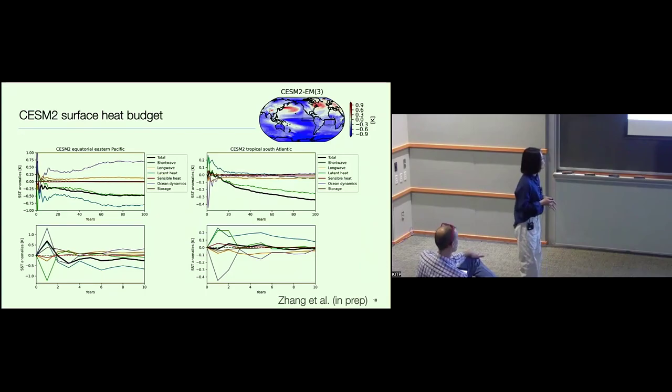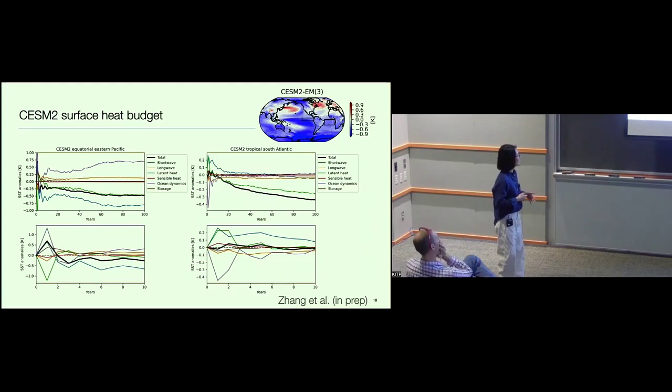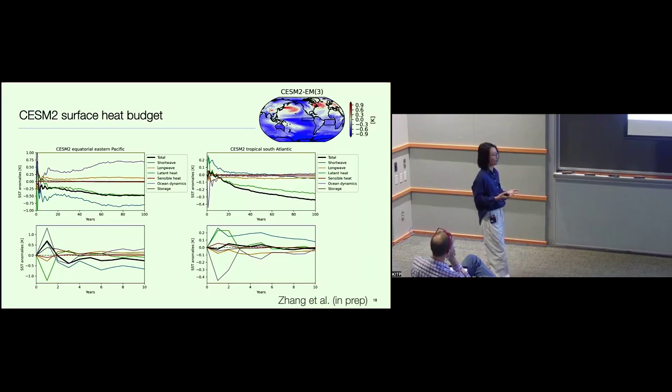But if you look at the beginning of the simulation, they actually show very different compositions. So this is still work in progress, and we're looking into ways to use the heat budget to provide some insights on which physical processes contribute to the cooling and why there's such a big asymmetry between the 2 basins.